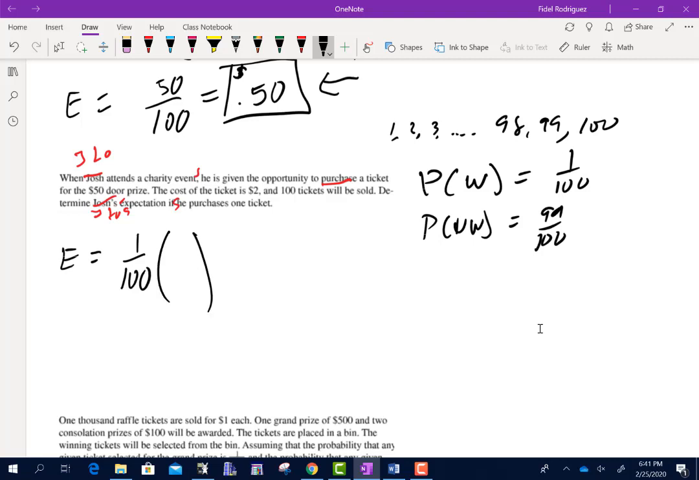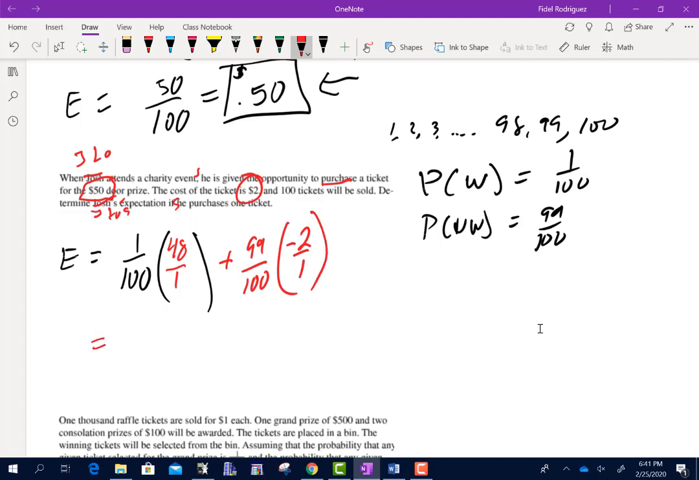Now, let's figure out how much we're going to gain. Okay, so I want you to be aware there is a $50 door prize. But in order for us to get the ticket, we actually have to pay $2. So you don't really win $50. You really win only a total of $48 because it costs you $2 to play the game. Probability we're going to lose, still 99 out of 100. And if we lose, what happens? Well, we lost our $2 that we spent on that ticket, okay?